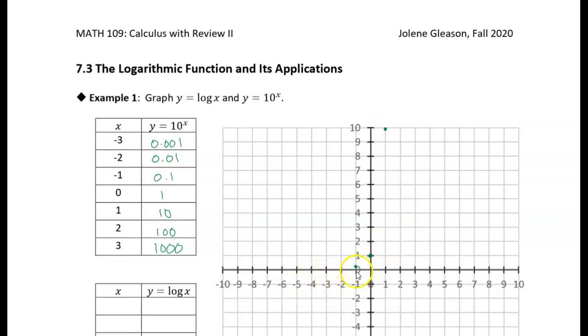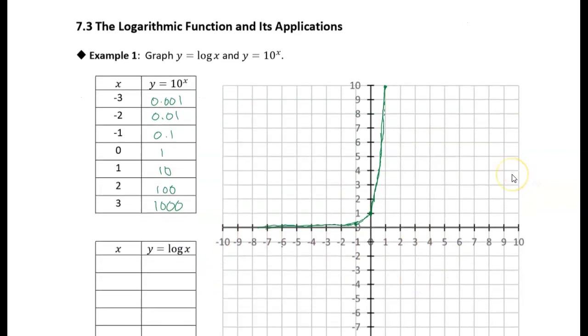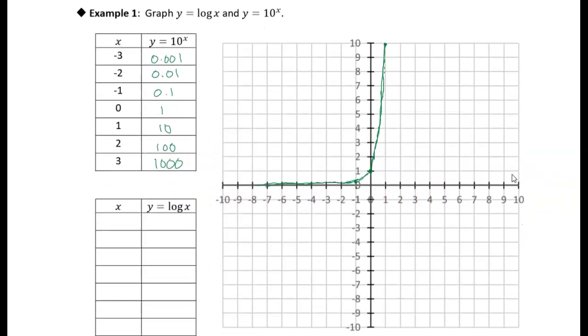So let's just connect the dots and see what that graph looks like. All right, so I've just connected the dots there, and you can see what you would expect. It's an exponential function. So it grows really fast as x gets larger. It's just growing really fast, right? So let's take a look at the log of x. Now remember, the log is the exponent, all right? So it's the inverse of 10 to the x.